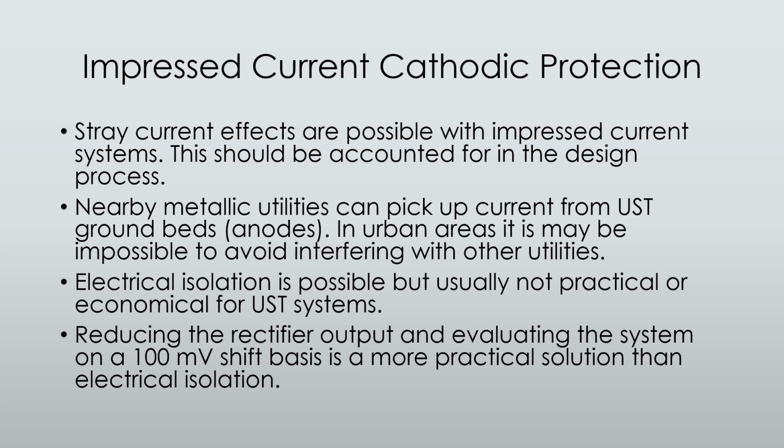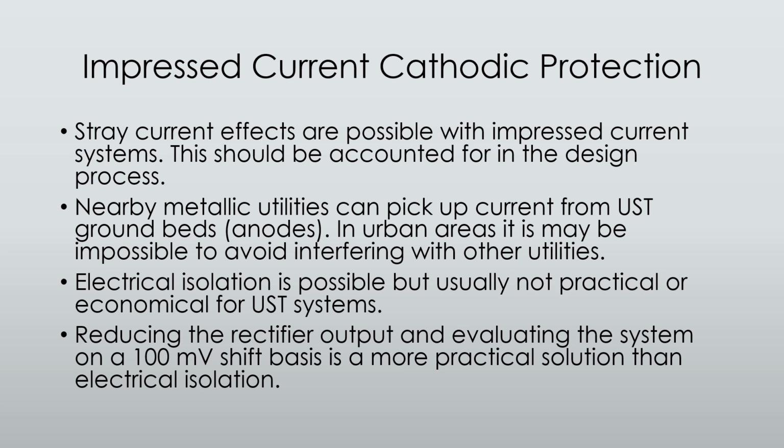The utility will receive free CP, essentially, where the pickup occurs, but downstream, where the system becomes electrically remote and then begins to try to return and finish the circuit, we will have current discharge, and then we will have accelerated corrosion on that utility, and if it's a natural gas line, we can put a hole in the pipe if we're not careful. So electrical isolation could help, but it's usually not practical or economical for UST systems. The best solution is typically reducing the rectifier output and evaluating the system on the 100 millivolt shift basis.